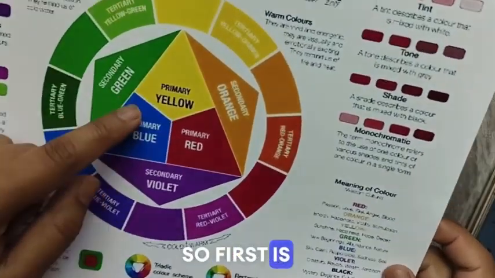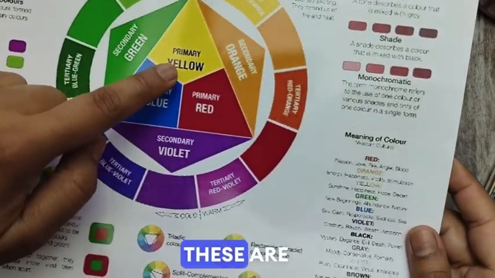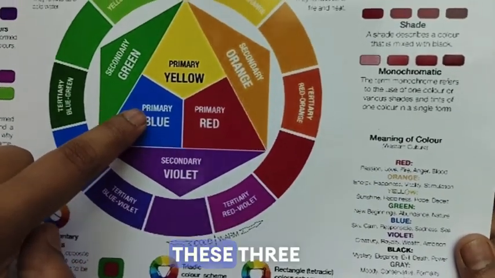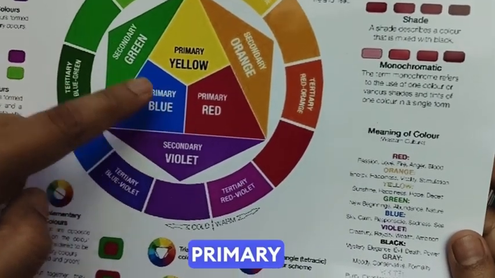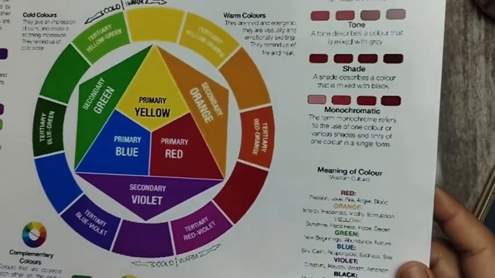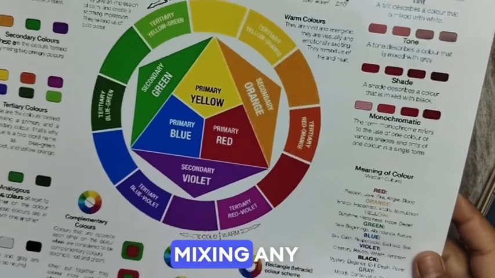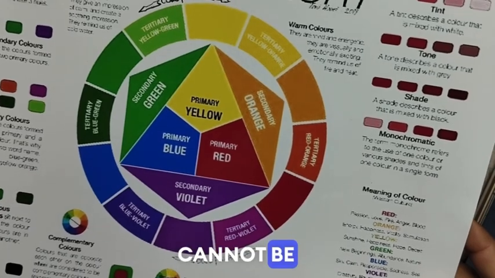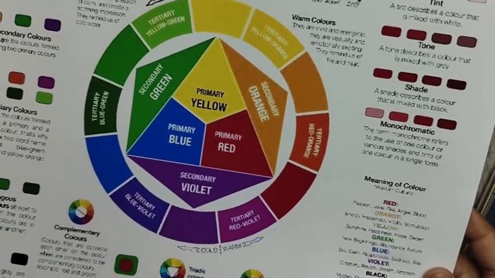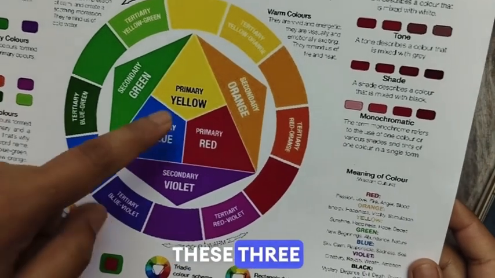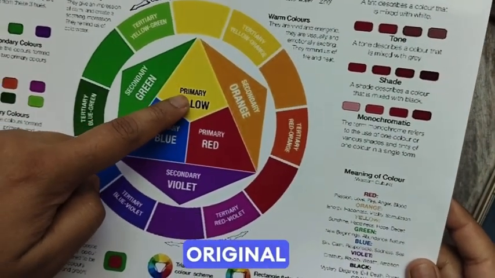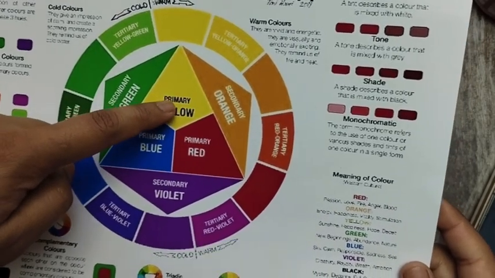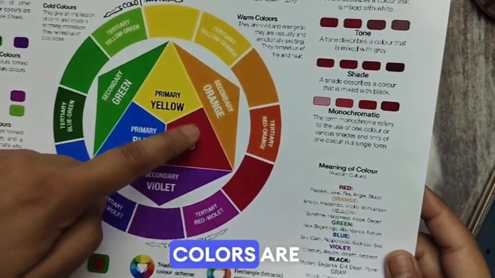Okay, so first is the primary color. You can see these are the primary colors: yellow, red and blue. These three colors are the primary colors. Primary colors are those which cannot be attained by mixing any two colors. Okay, these pigments cannot be formed by combining any two colors. These are very original colors, and combining any color will not make these shades. So yellow, red and blue, these three colors are primary colors.